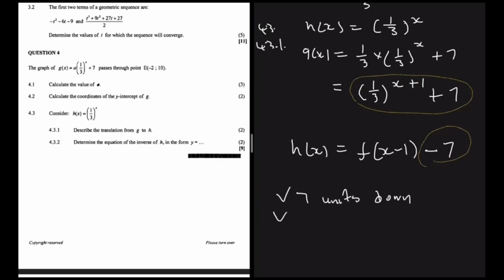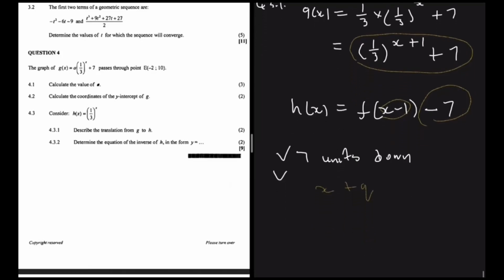And here, because we have x minus 1, we know that if we have x plus, let's say, x plus q, right? If q is a positive number, then you move the graph to the left, and if q is a negative number, you move the graph to the right. So because here we have x minus 1, that means this graph was moved 1 unit to the right, and that's how you describe that translation.